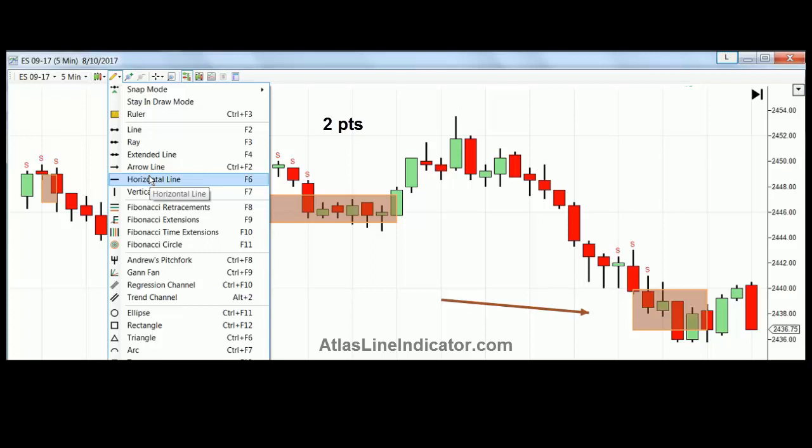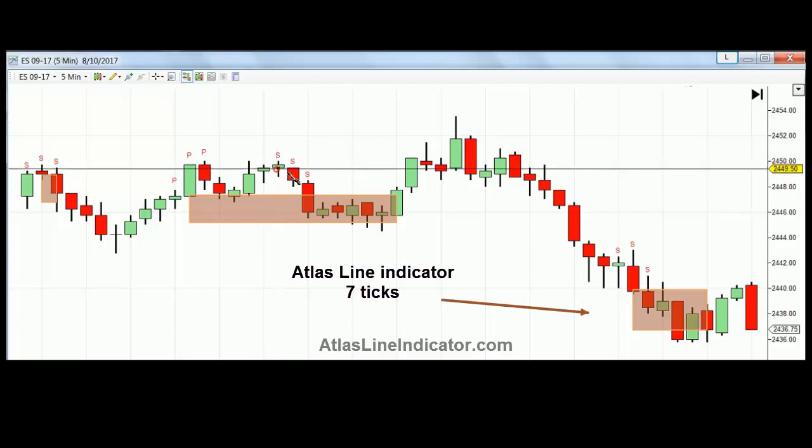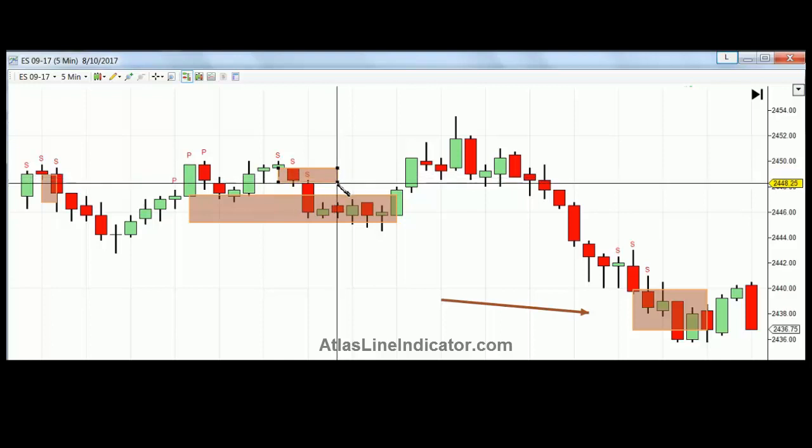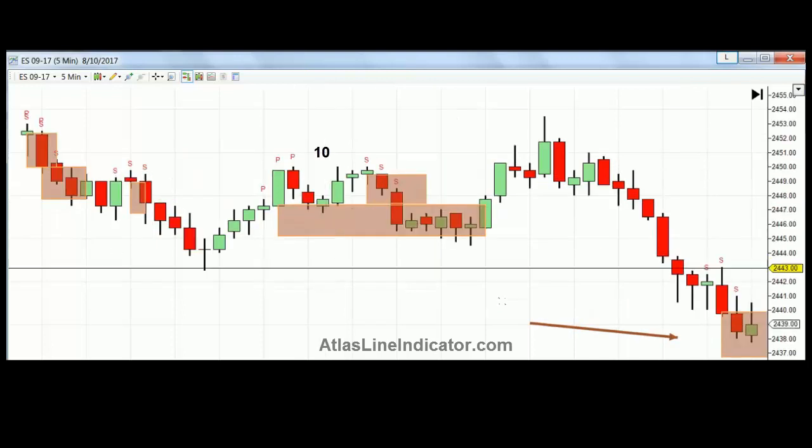7 ticks, almost 2 points of 7 ticks. So let's count it off right here. Count it off. 1, 2, 3. That's 4, 5, 6, 7. Boom. Another trade we didn't get to.